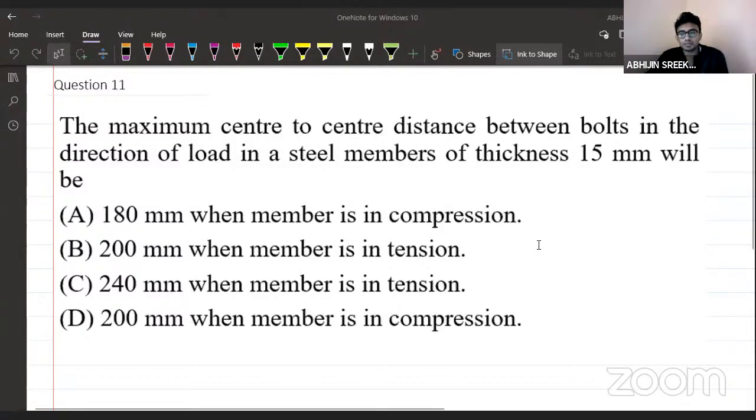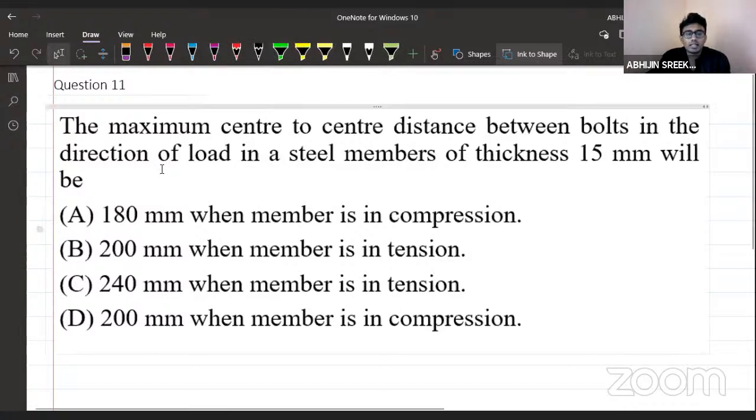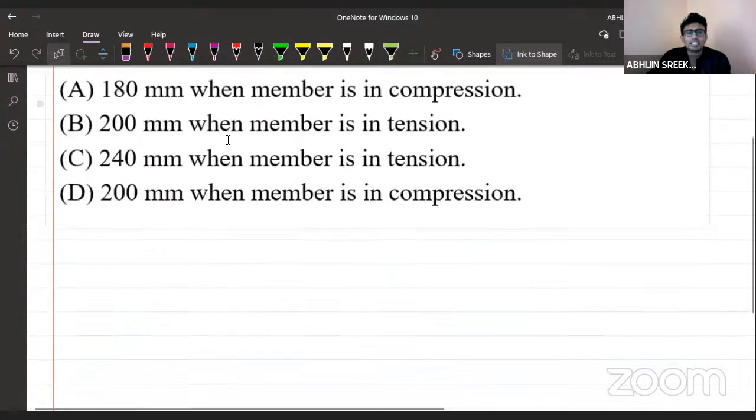Give me the answers. I'll read the question for you. The maximum center to center distance between the bolts in the direction of load in the steel member of thickness 15 mm will be. So what is the meaning of this? The maximum center to center distance between the bolts. What is it given? Exactly. The pitch value is given there, right? Yes, it is a pitch value given.